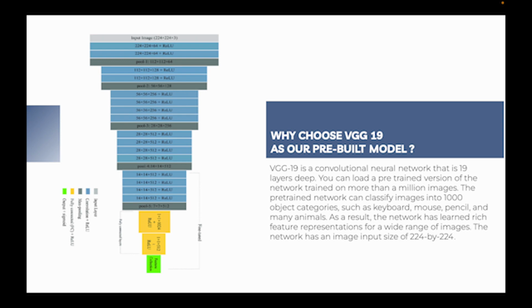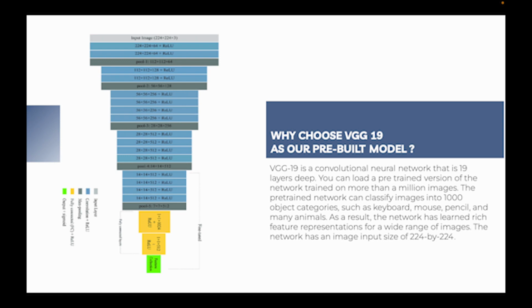The network has an image input size of 224 by 224, and its pre-trained network can classify images into 1000 object categories such as keyboard, mouse, pencil, and many animals. As a result, the network has learned rich feature representation for a wide range of images.